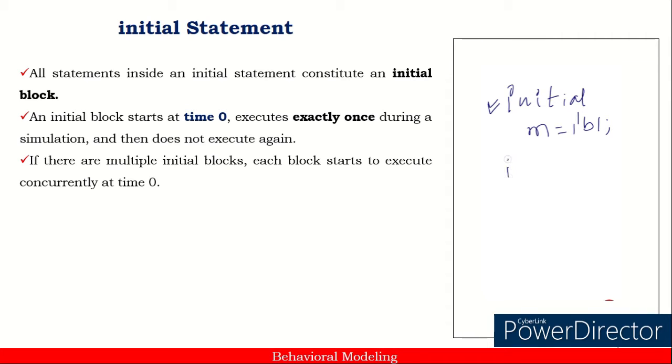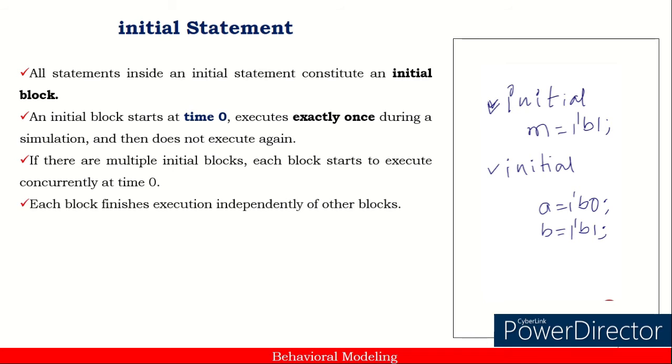Say we have one more initial block here: initial a is equal to 1'b0, and then let me take b is equal to 1'b1. If we have two initial blocks like this, this is one initial block, this is the other initial block. If there are multiple initial blocks, each block starts to execute concurrently at time equal to 0. Means these two start executing at 0 time units.